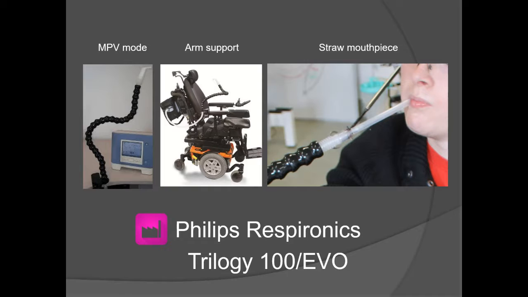So I told you in 2012, Philips Respironics invented different systems, the MPV mode, but also, that was extremely important, an arm support to support the mouthpiece close to the lips. And also they developed a new mouthpiece. This is the straw mouthpiece. We will also speak about that later.